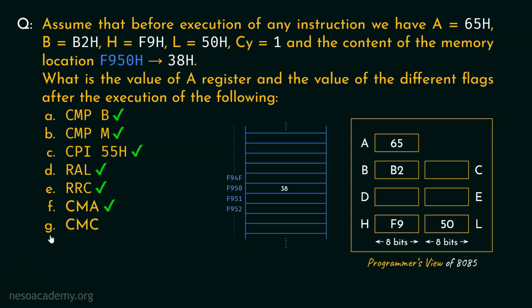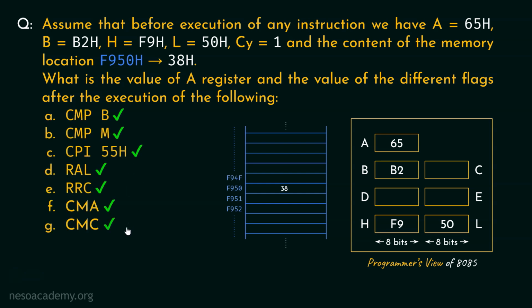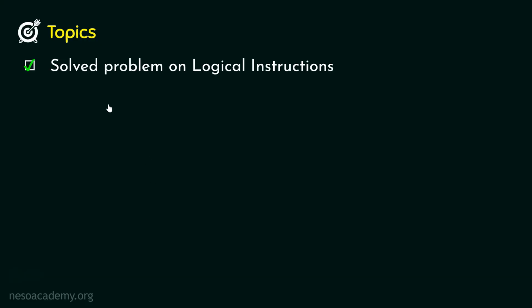Let's now focus on the seventh instruction, that is CMC. It is pretty simple. As you can notice, we are only to complement the content of the carry flag. Now the carry flag initially was set, so it is set before the execution of CMC, and after the execution of CMC, it will be reset, right? With this, we have completed all the instructions that we were supposed to execute. So in this session, we solved a problem on logical instructions.